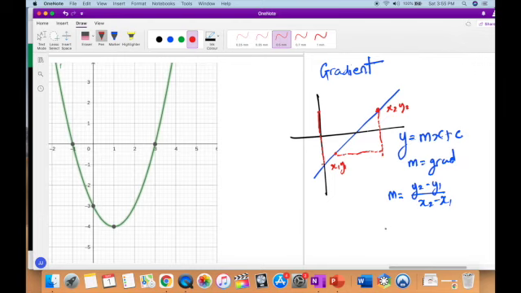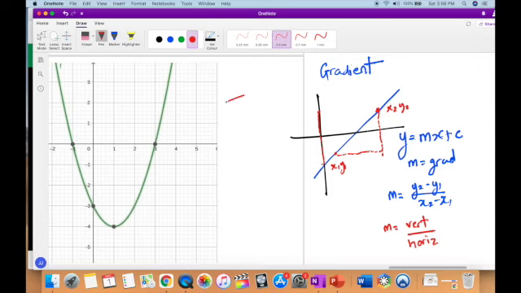So when we're finding gradient, what we're actually doing is finding the horizontal difference over the vertical difference. Wait, did I do that right? No, sorry. It's the vertical is the y, right? So the vertical over the horizontal difference. That is what we actually do to find the gradient, yeah? The thing is that the gradient for a line is the same for the whole line. The entire line will have the same gradient.